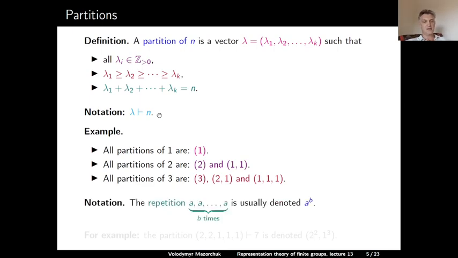So here is a little bit odd but commonly used notation. If we have a partition and a part a is repeated exactly b times in the partition, one usually denotes it by a to the power b. So for example, the partition 2, 2, 1, 1, 1, this is a partition of 7, is usually denoted 2 to the power 2, 1 to the power 3. This is a slightly misleading notation, but it is commonly used.